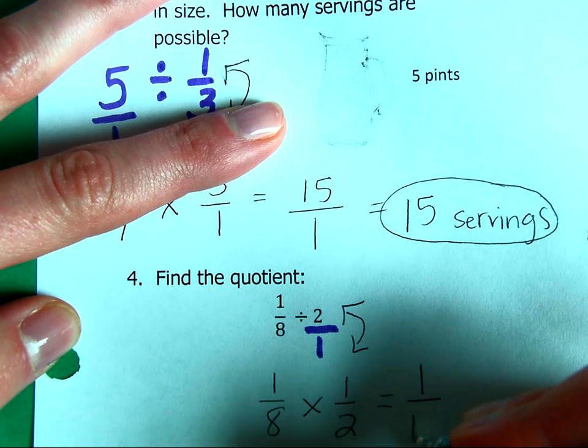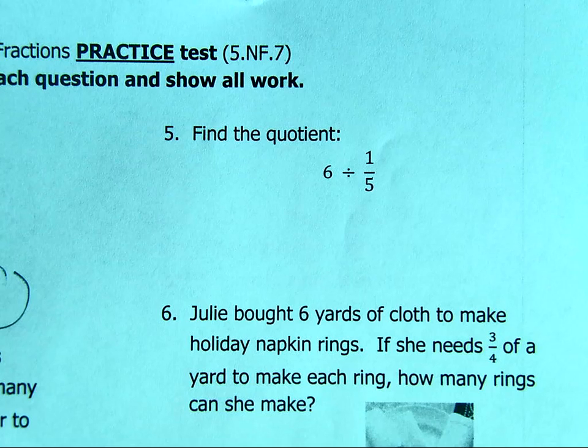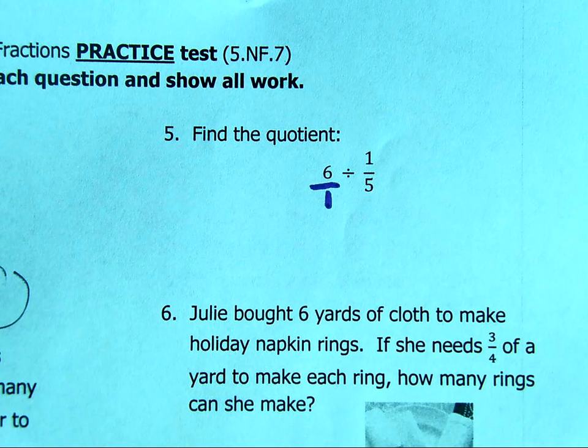Number 5, find the quotient. I have 6 whole divided by 1/5. Again, it's easier to divide a fraction by a fraction, so I'm going to draw a line underneath the 6 and put a 1. 6 divided by 1 still equals 6 whole, so I'm not changing the number's value by doing that. Now I'm going to rewrite my problem.